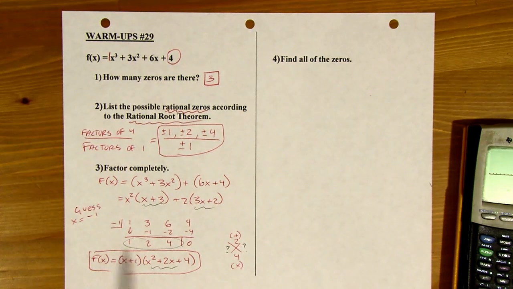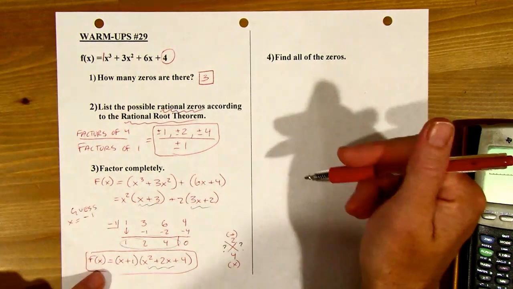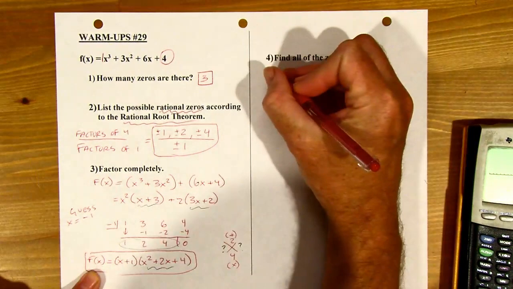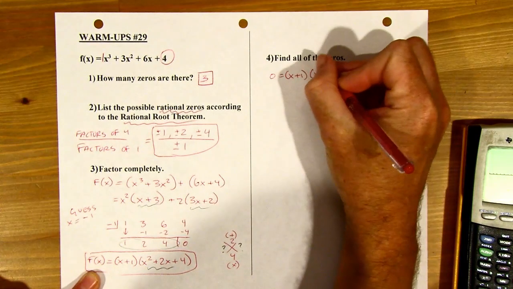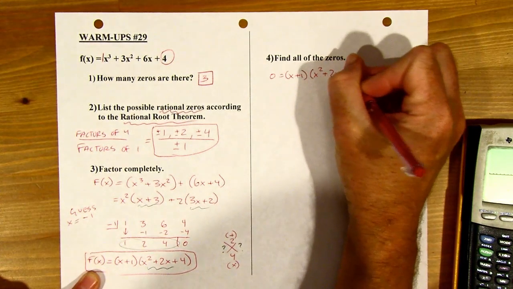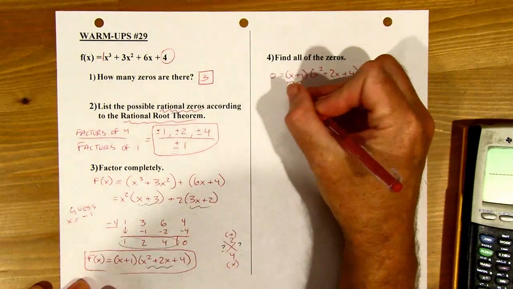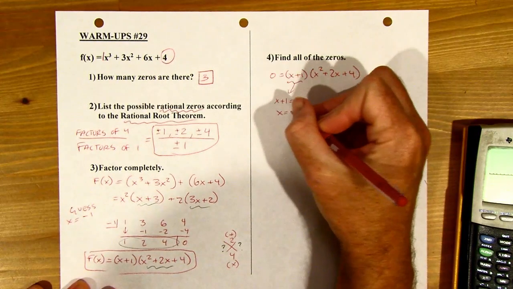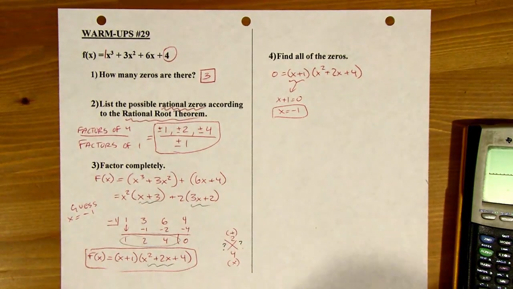Okay, and then next up, I'm going to find all of the zeros. So I'm going to use this factoring that I did. Okay, so to find zeros, I'm going to plug in 0 for f of x. Okay, and so I've got if x plus 1 equals 0, then x equals -1. That one I already knew about, right? That was my guess from back here that I verified.